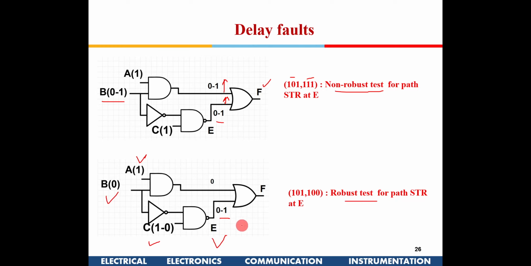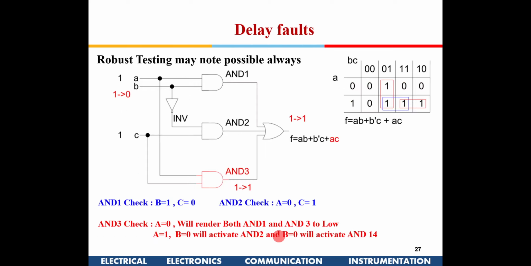Robust testing. So we have to identify that test vector which is robust for a particular node, right? Otherwise this can give us wrong results also. Okay, so that is what is important. Right, robust testing may not be possible always.